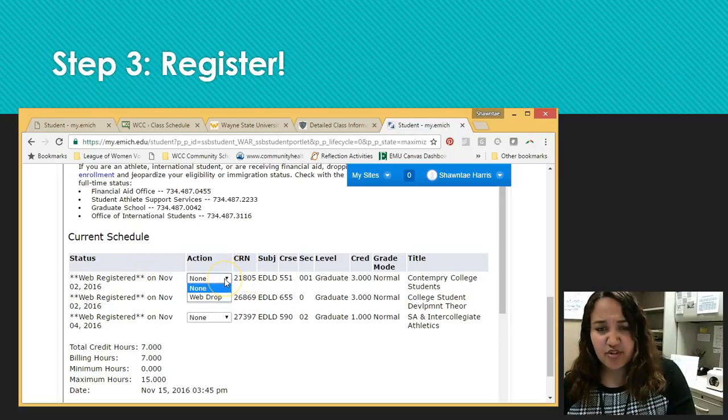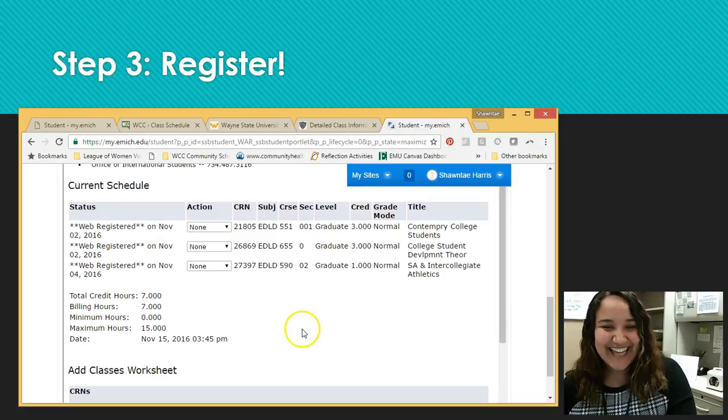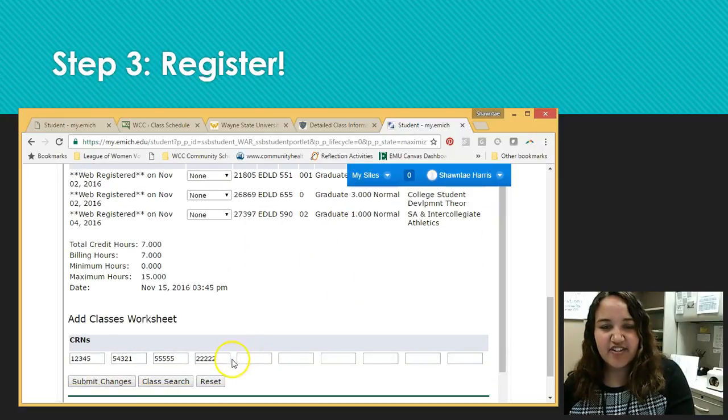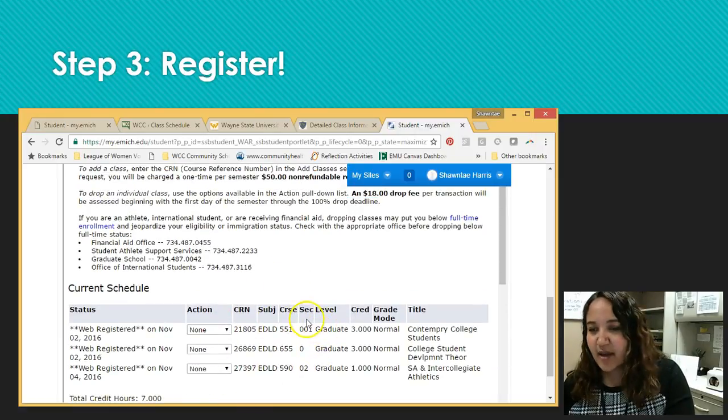If for some reason you need to drop or change something, underneath where it says action, there is a little option for web drop, which I'm going to be very careful with because I don't want to drop my classes. I always recommend that you add a class first before dropping something else, just to make sure that you still end up with enough classes, and then if you need to tweak later, then you can. So if you need to change something, add it to your schedule and then drop the class that you need to drop. You can do that up until registration closes.